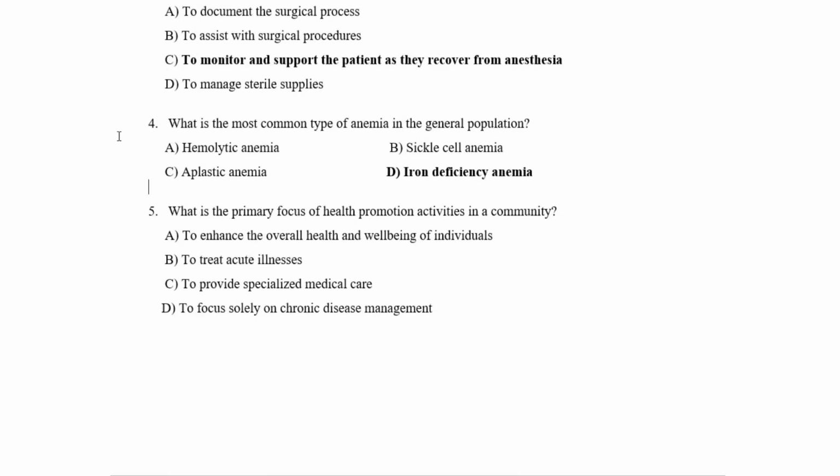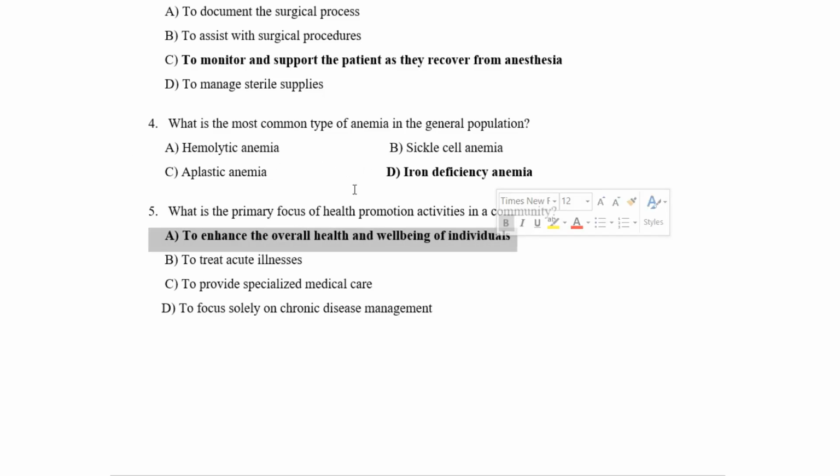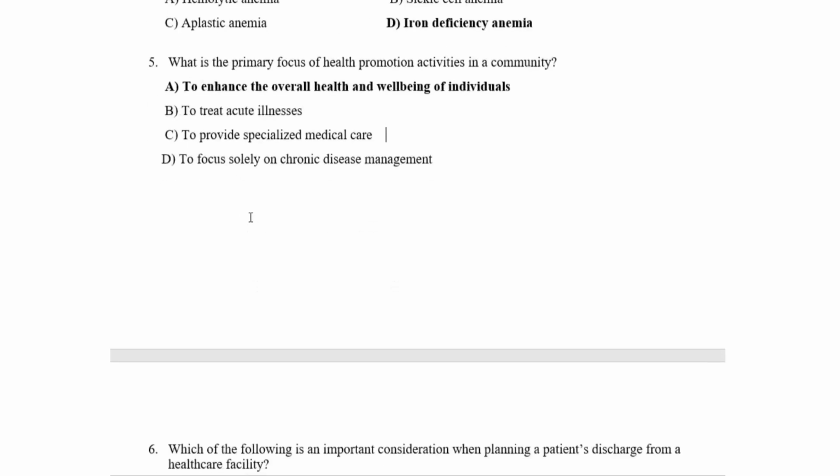Well, त्यसैगरी हामी क्वेशन नम्बर 5 मा हेरौं त। What is the primary focus of health promotion activity in a community? Option A मा रहेछ, to enhance the overall health and well-being of individuals. Option B मा रहेछ, to treat acute illness. Option C मा रहेछ, to provide specialized medical care. Option D मा रहेछ, to focus solely on the chronic disease management. यसको सही उत्तर हो अप्सन ए, to enhance the overall health and well-being of the individuals.